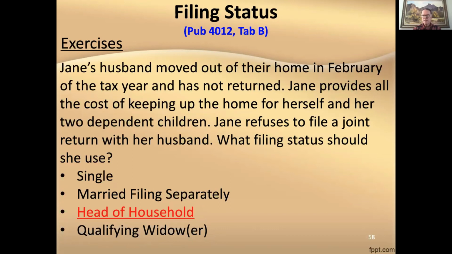The last 6 months. So before we were talking about, in order to be a dependent, you had to live with the taxpayer for at least 6 months of the year. For head of household, if you're married and you have dependents, you could claim head of household if you lived apart the last 6 months of the year.